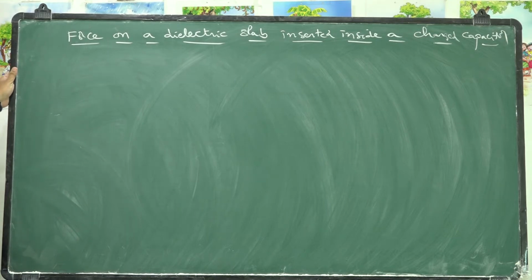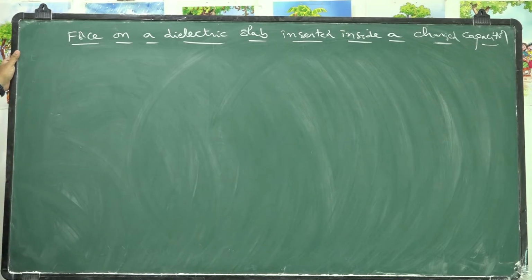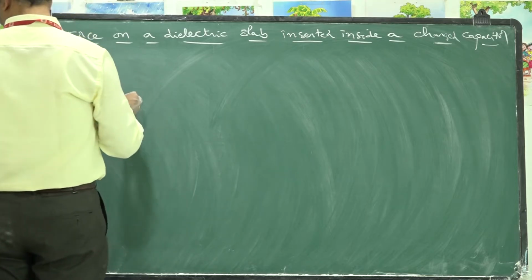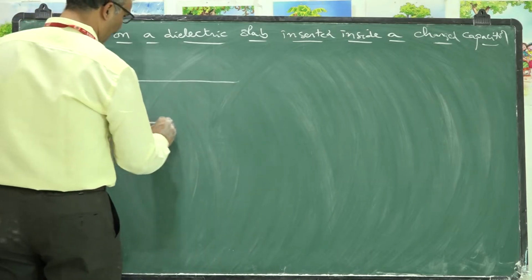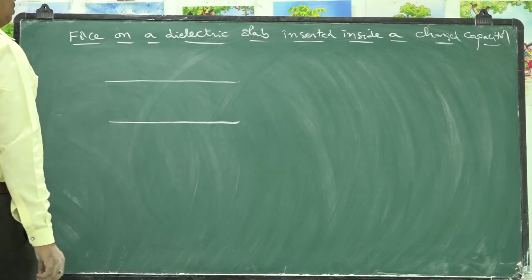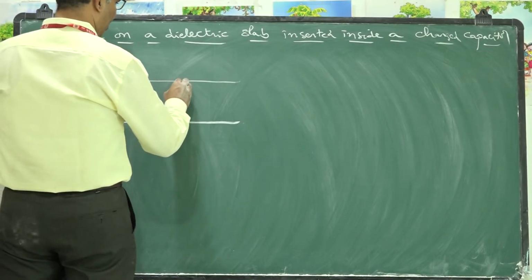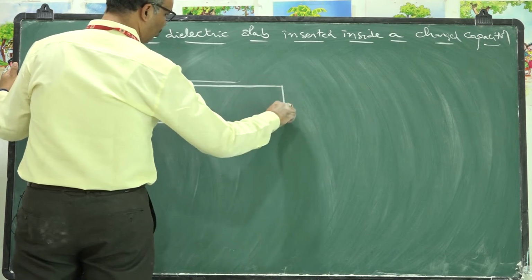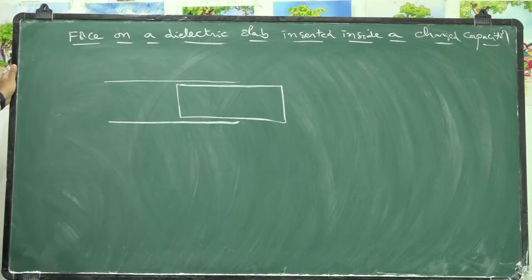We have a charged capacitor, a dielectric slab is inserted inside it. Will it experience any force or not? If so, we need to calculate that force. It's very simple. Here is a capacitor. This capacitor is provided with a dielectric slab. The dielectric slab is partially inside and partially outside, like this. Already it is fully charged.